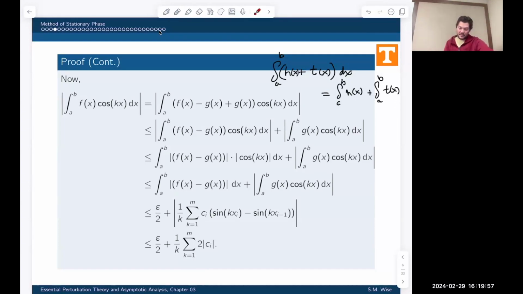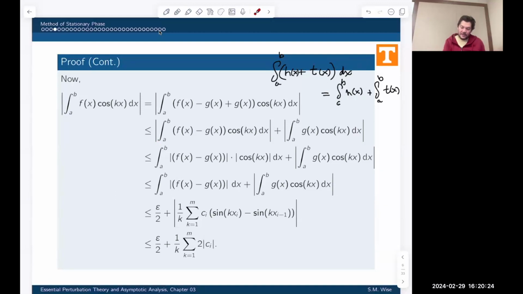So I'm going to break this integral into two integrals using linearity. I'm going to group them in this way: f minus g and cosine together, and then g and cosine as a separate integral. I can do that. And then I use the basic triangle inequality for the absolute value. So I get this line. What's the next step? The next step is I'm going to bring the absolute values inside the integral.